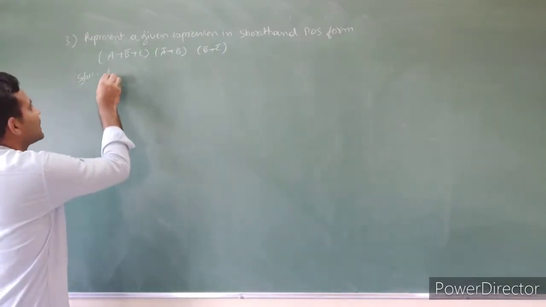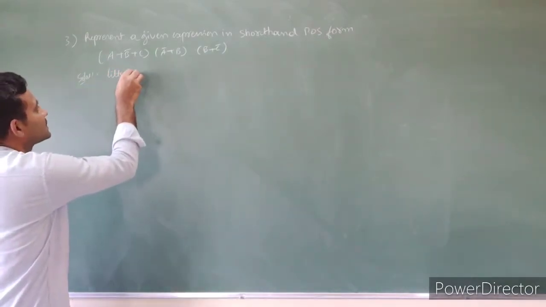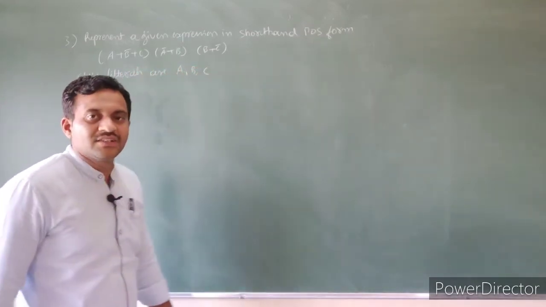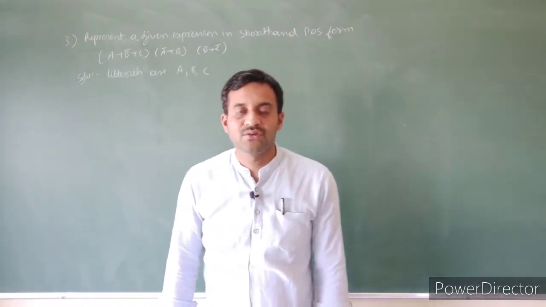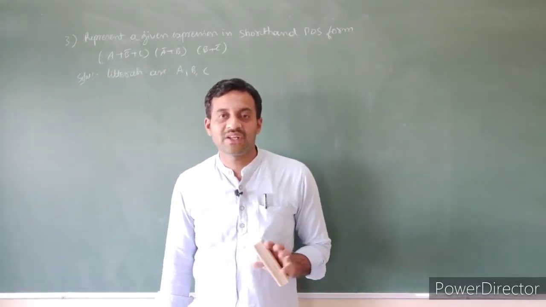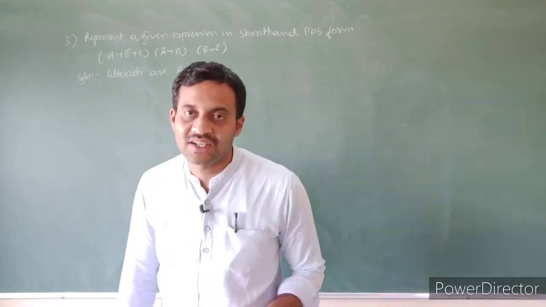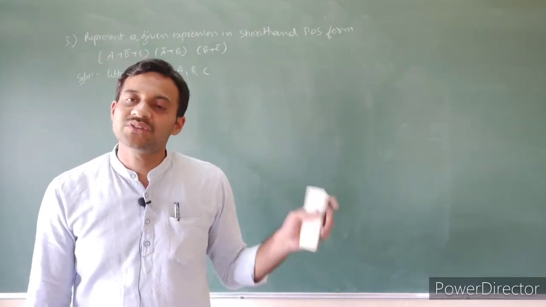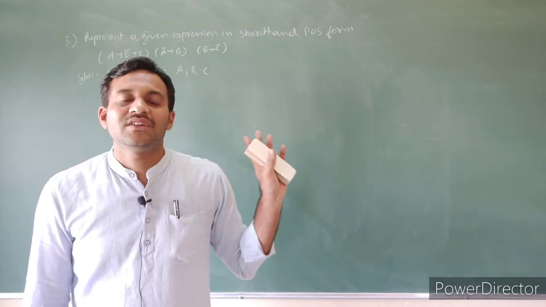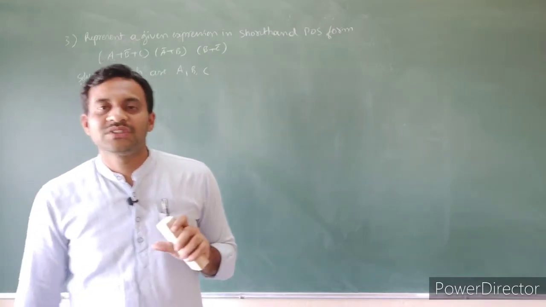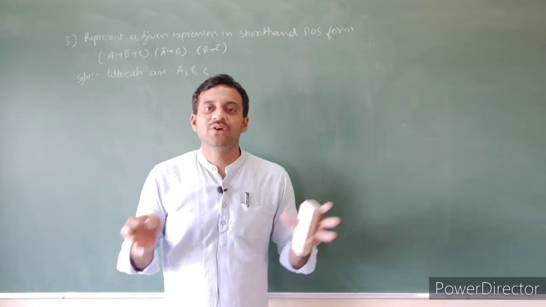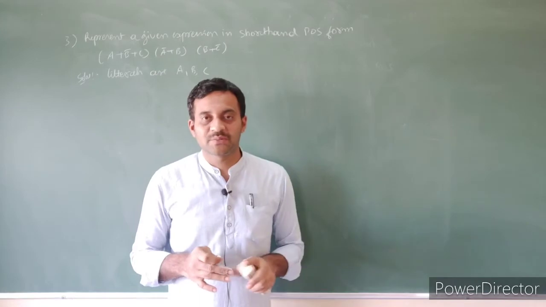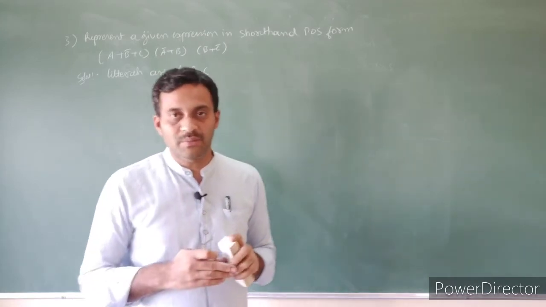How to convert? First, write the literals. Here literals are A, B, C. Generally we use uppercase alphabets to represent literals. Either we use XYZ or we use ABCD. If it is 4 variables, we use WXYZ, otherwise ABCD. In your second PUC syllabus, we discuss up to 4 variables. Minimum is 2, maximum is 4 variables.